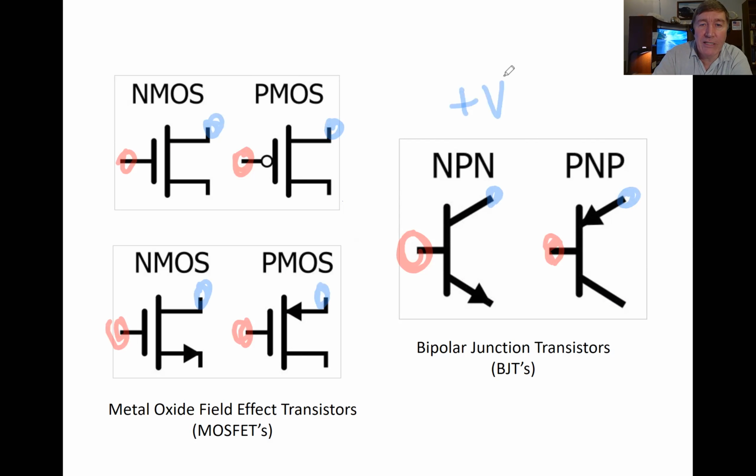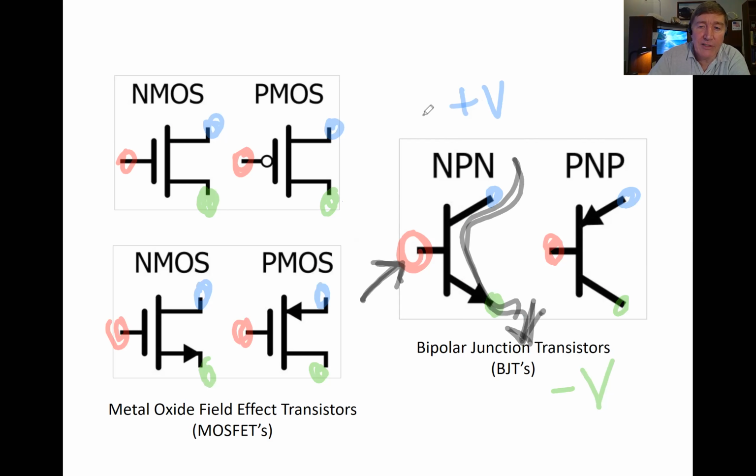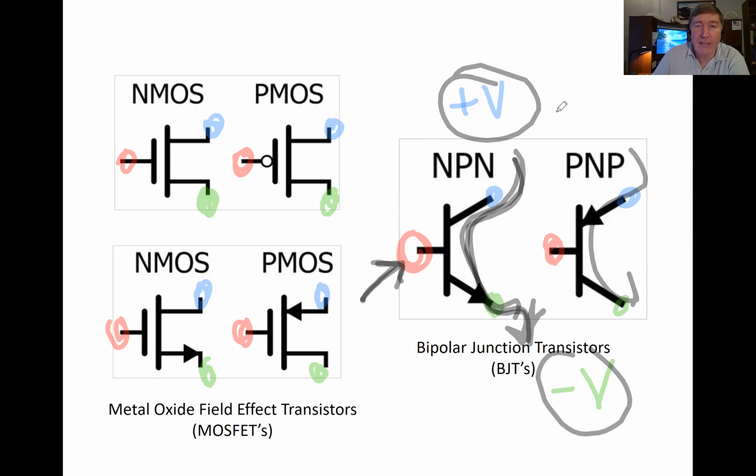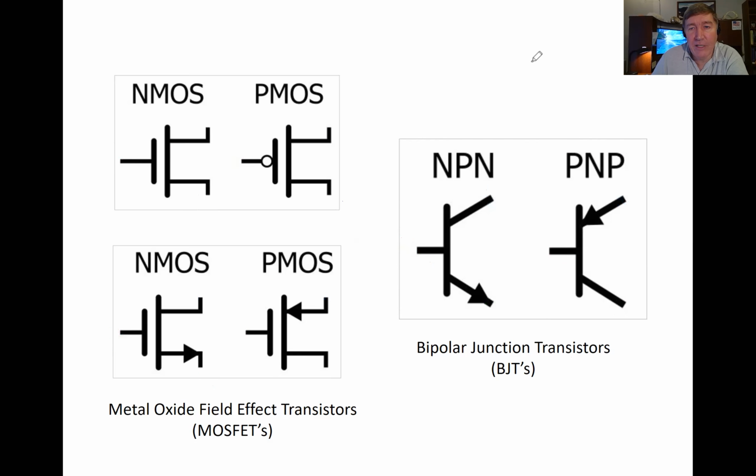And then I'm going to go to green here. The green terminal is the one that you need to connect to the negative voltage. So when you apply the appropriate signal on the input, that will turn the transistor on. Then the voltage can flow from the plus to the minus, and it always flows like that.